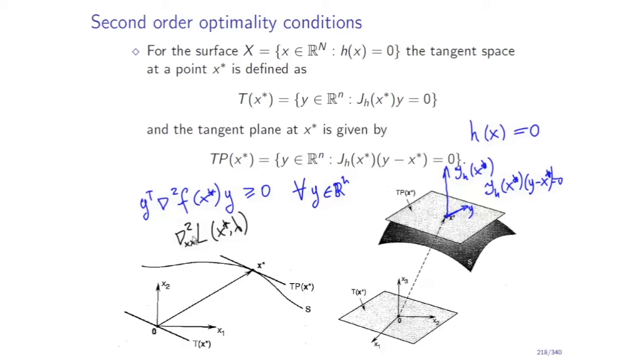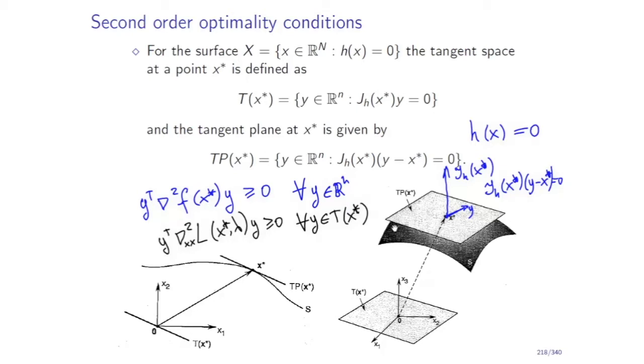And then we look at the Hessian of the Lagrangian with respect to x at the point x star, using the lambda from the Lagrange theorem. And again, we are looking at y transpose times the Hessian times y, and this must be greater than or equal to 0. But now this must be the case only for any y that belongs to the tangent space for our surface at the point x star. And this essentially will be the second order necessary condition for the equality constraint problems.